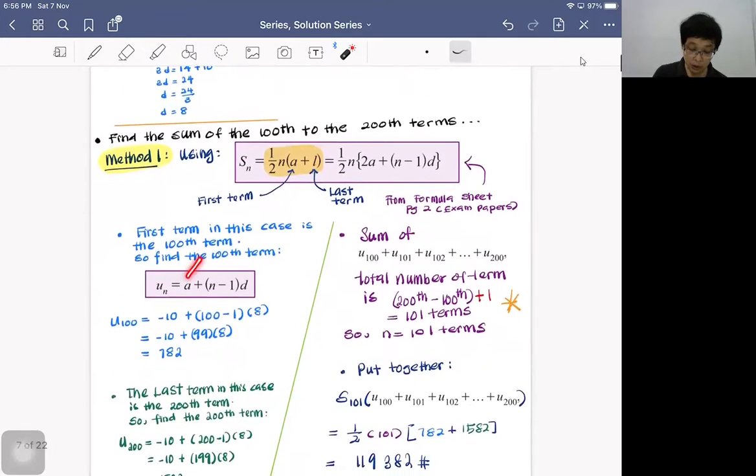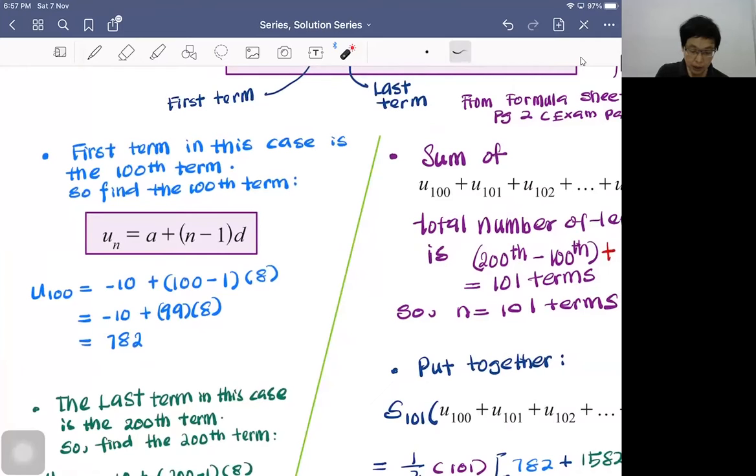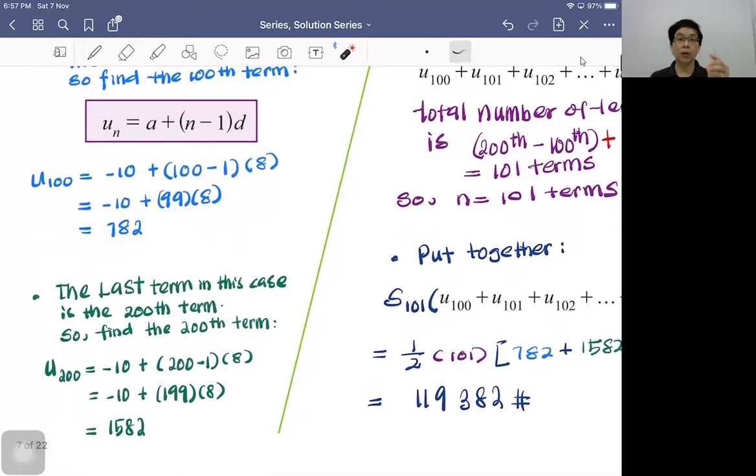Do the substitution accordingly. The first term in this case is the 100th term, so you go ahead to find the 100th term. Substitute n equals 100, so 100 minus 1, multiply the D, and you get the first term, or the 100th term, is 782.